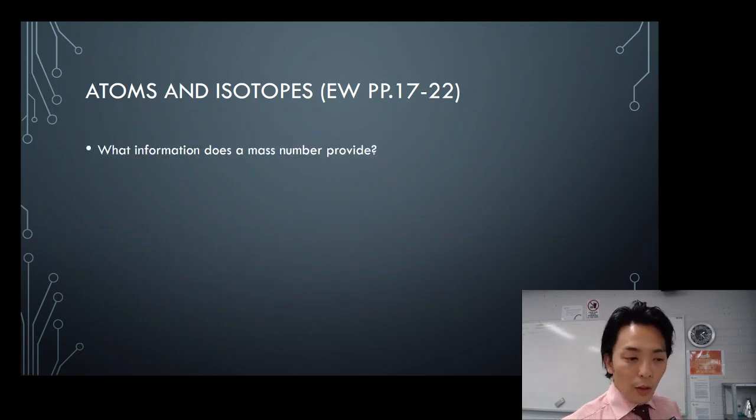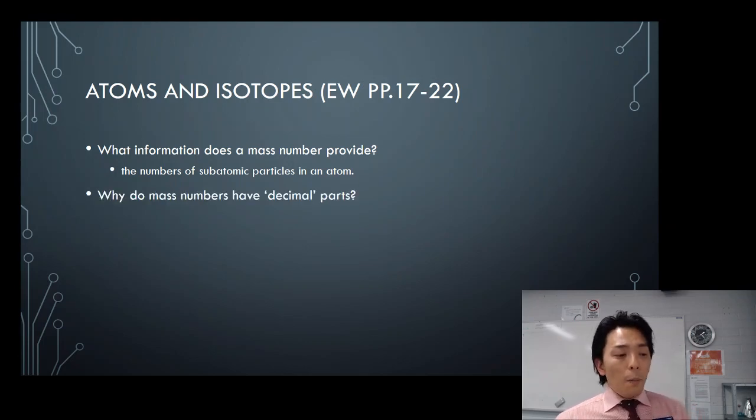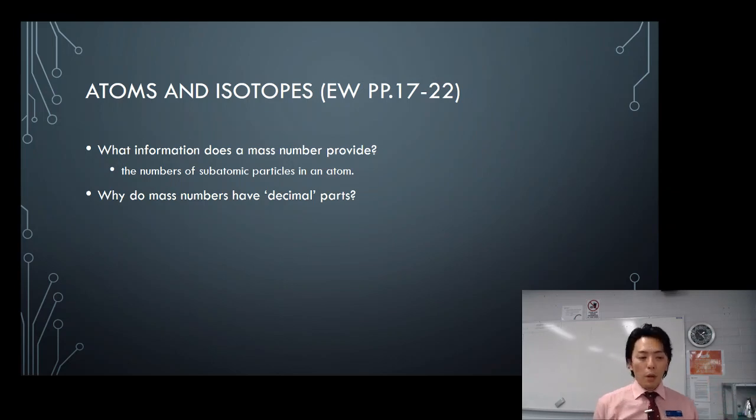All right, video-wise, we'll move on. So what information does a mass number provide? I have already mentioned the number of subatomic particles in an atom. Why does the number have a decimal part? Have you thought about it? I also said the mass number that's shown is an average mass per mole.